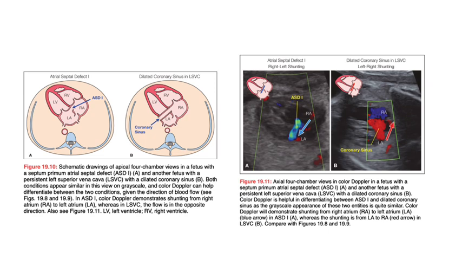All right, and here's a couple more pictures. Basically, you have a dilated coronary sinus, and the flow is from left to right. And the one that's an ASD is from right to left.